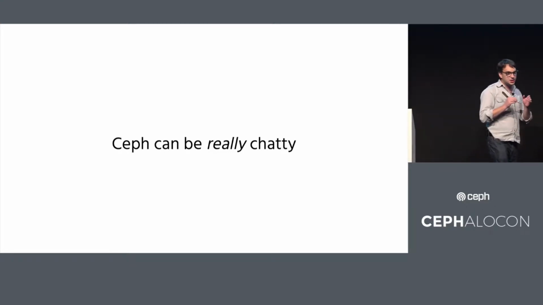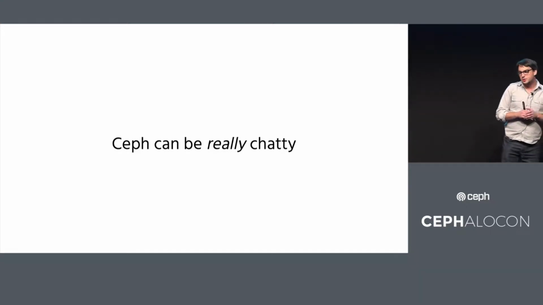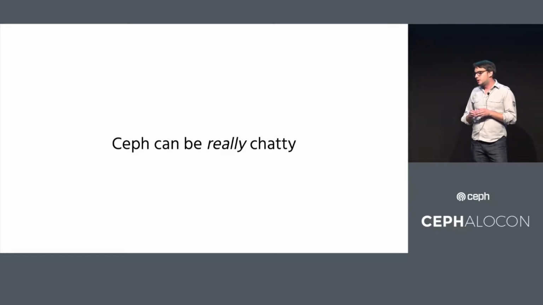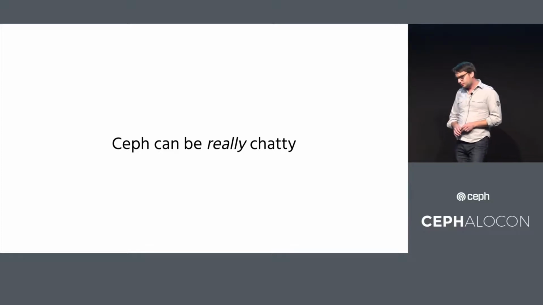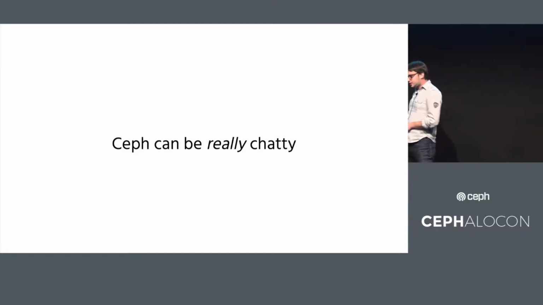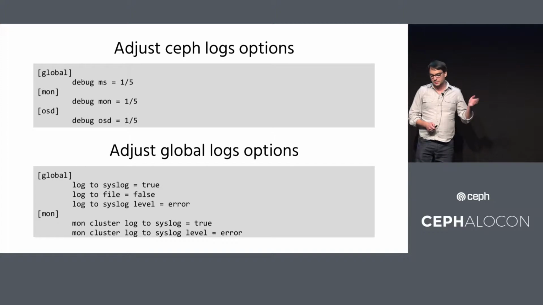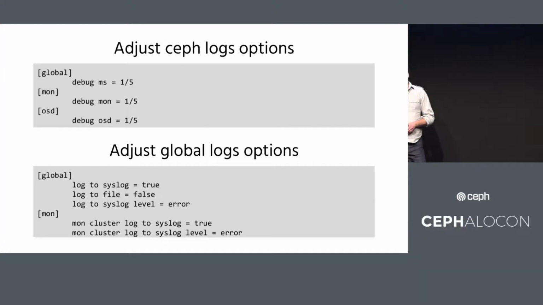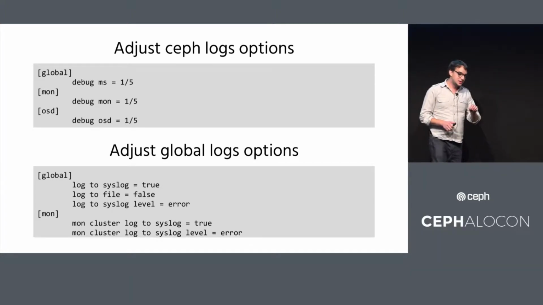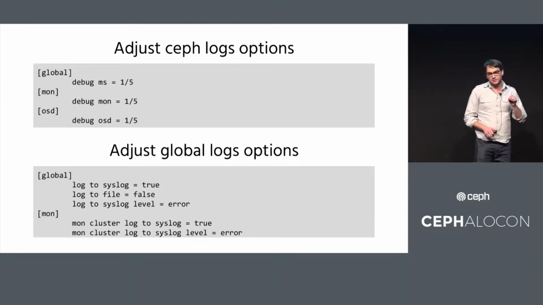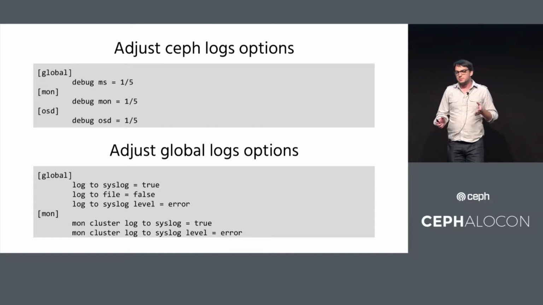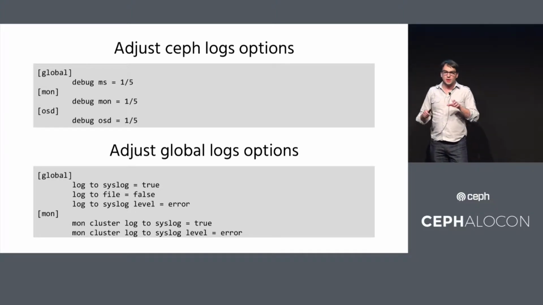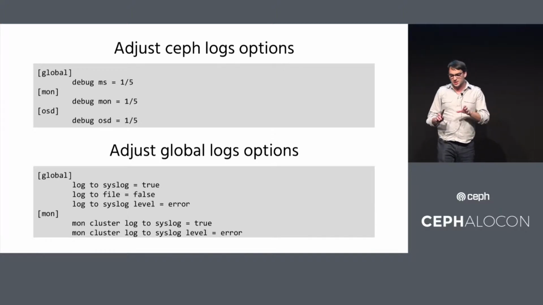Ceph can be really chatty, so you might want to focus on tuning the logging for your Ceph cluster, because of hundreds of daemons and stuff like that. Log levels go from 1 to 20, so you can have a lot of information on every transaction on your Ceph cluster, but most of the time you don't want that. For general purpose, log level 1 or 2 is enough.